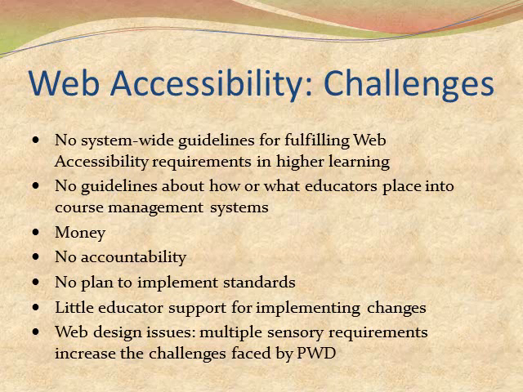Challenges to web accessibility may be largely driven by economic factors and web design issues. Just finding the money to support what it would cost to create, implement, and maintain system-wide guidelines, as well as to enforce them, would be a huge hurdle for some institutional budgets. Also, guidelines as to what educators place in their course management systems, as well as educator support for implementing and maintaining these, would certainly be a challenge.